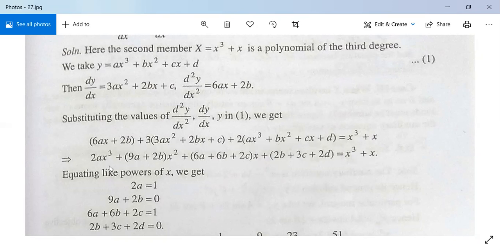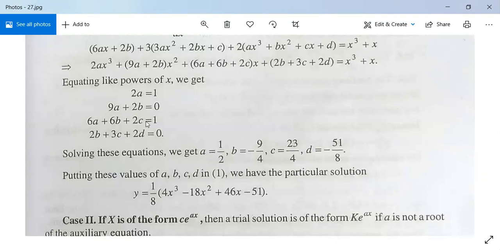Now equate the like powers of x. The coefficient of x cube is 2a, and on the right the coefficient of x cube is 1, so 2a is equal to 1. Next, the coefficient of x square is 9a plus 2b, but on the right hand side there is no x square, so this is equal to 0. Now the coefficient of x is 6a plus 6b plus 2c, and on the right the coefficient of x is 1, so this is equal to 1. Next, the constant term is 2b plus 3c plus 2d, and on the right hand side there is no constant term, so it is equal to 0.